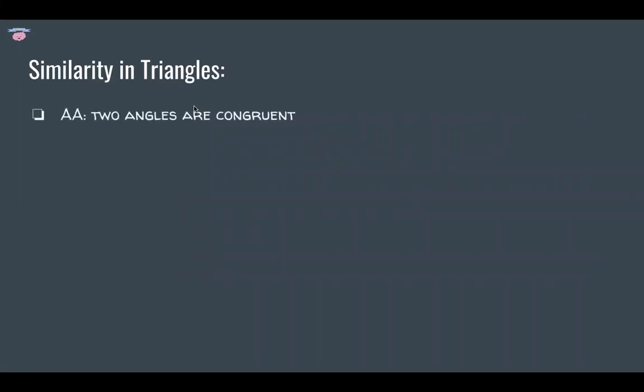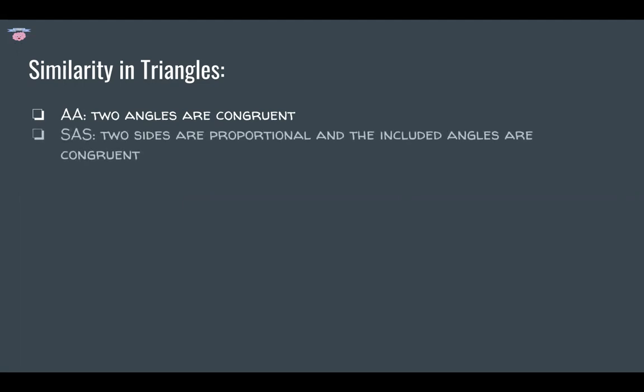So in triangles, we're going to focus on triangles now. And AA, you might recall this from our previous lesson. And yes, these are similar to the congruency theorems. Similarity theorems, so AA means that two angles are congruent. SAS, two sides are proportional, not congruent, proportional, and the included angles are congruent. SSS, three sides are proportional.